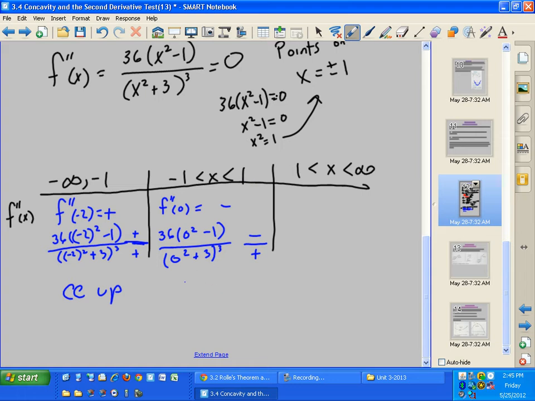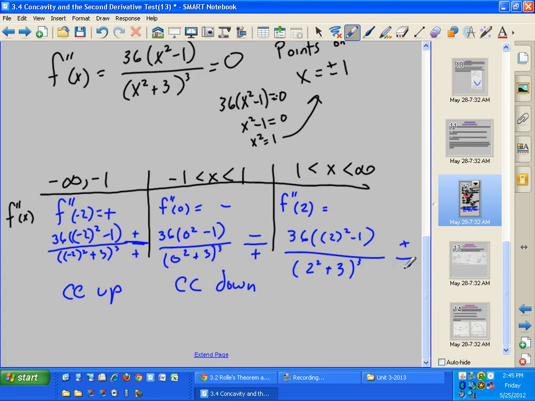And then finally, for f double prime of something greater than 1 to infinity, a good value would be something like 2, and again, it's going to be 36 times 2 squared minus 1 all over 2 squared plus 3 cubed. Again, I don't care about size, I just care about signs. This is 4 minus 1, which is going to be positive, so the top will be positive. And on the bottom, you can see that's going to be positive. So here we are concave up again. So that's really what we're looking for, intervals where we are concave up and concave down.